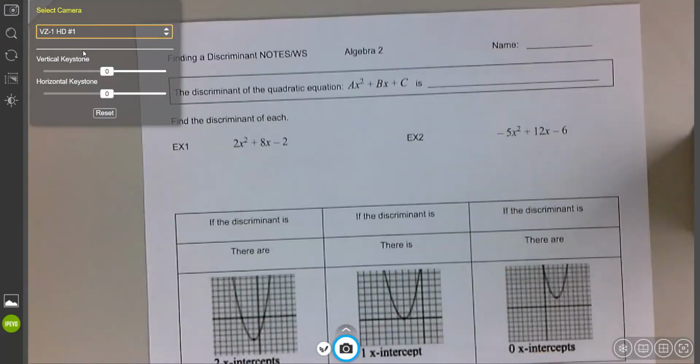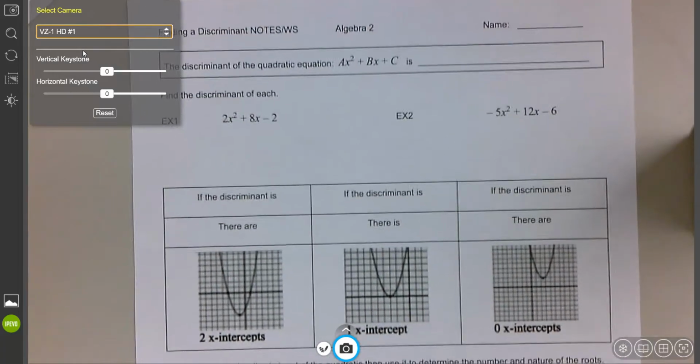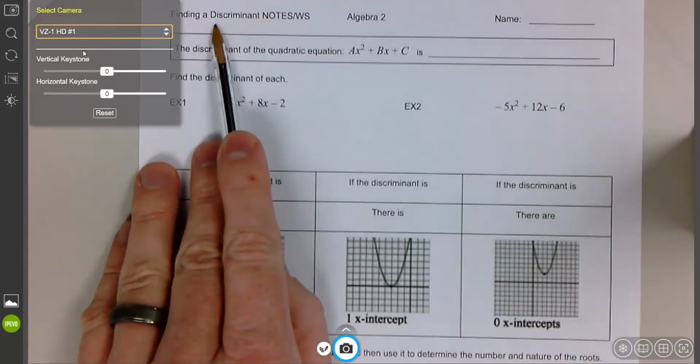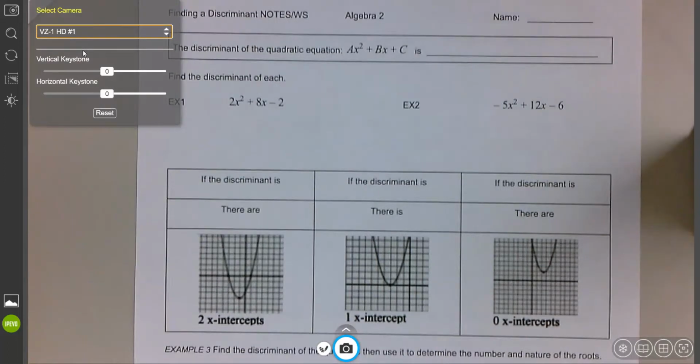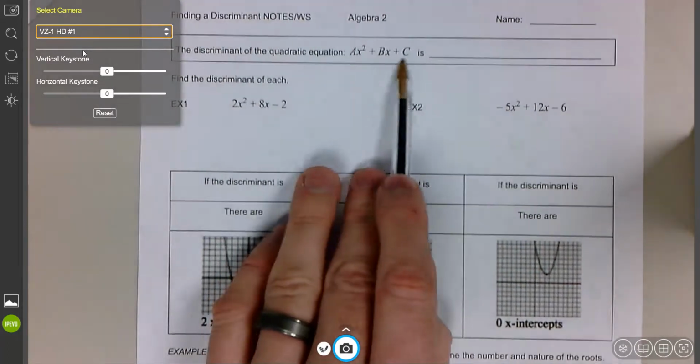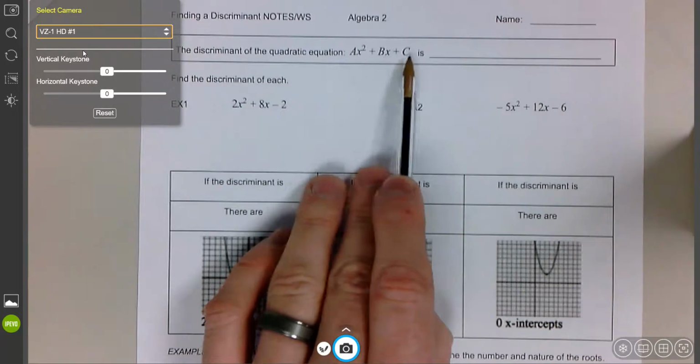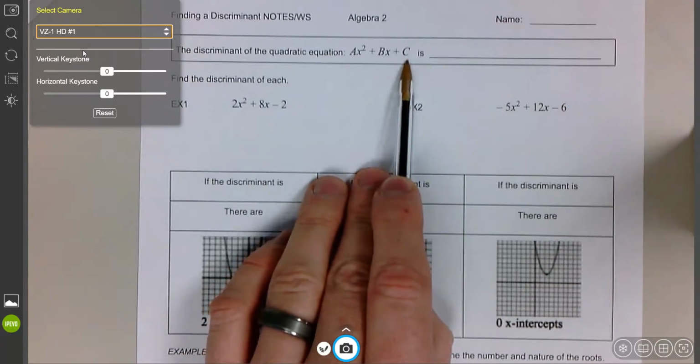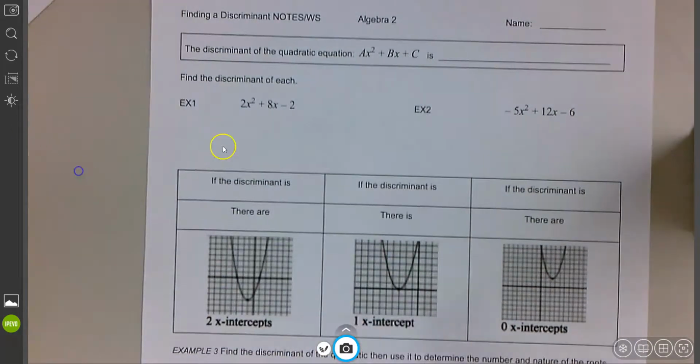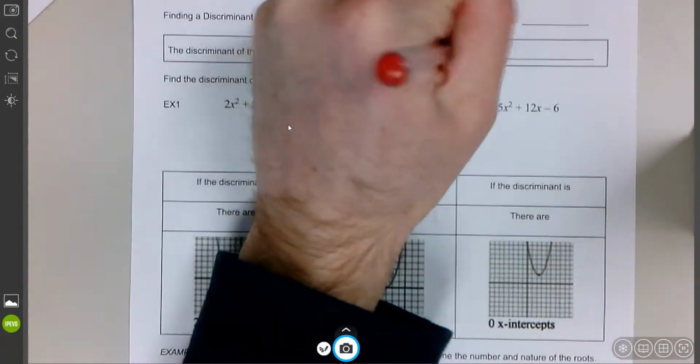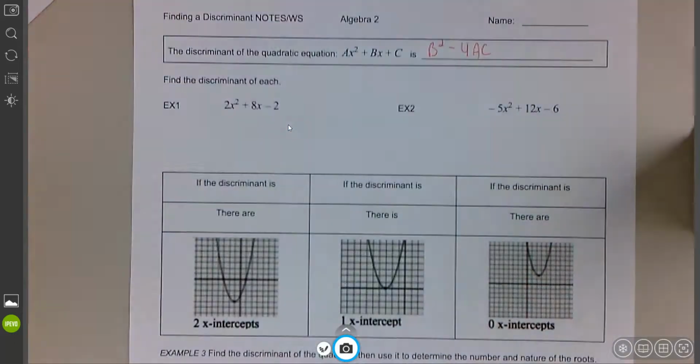So here's the sheet in front of you. It says finding a discriminant. There's that word we said, discriminant. The actual discriminant, the formula for it. So we're in standard form here, ax squared plus bx plus c. The formula, sorry, that little thing up there is bugging me. To find the discriminant is b squared minus 4ac.